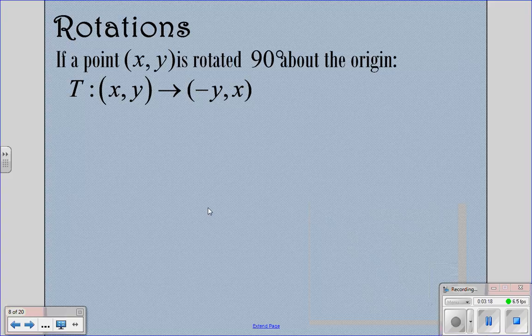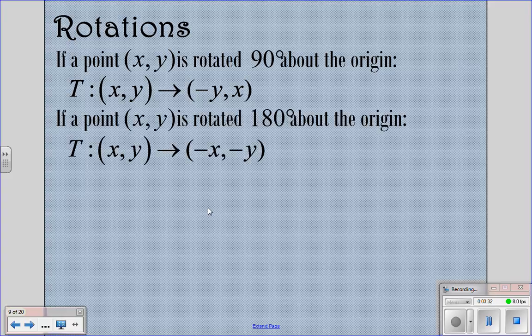If you have a point that is rotated 90 degrees about the origin, and so that means that it's counterclockwise, your point x, y becomes negative y, x. If your point is rotated 180 degrees about the origin, then your point x, y becomes negative x, negative y. Now, 180 degrees, it doesn't matter if you go counterclockwise or clockwise, because you're going to end up in the same spot either way.